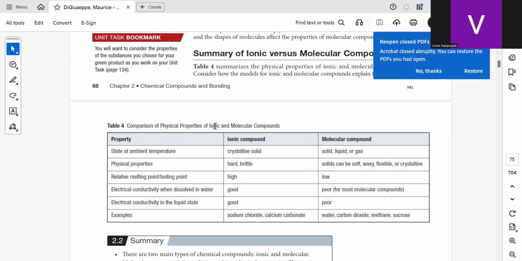Okay, physical properties of ionic and molecular compounds. Ionic compounds are crystalline solids. Molecular compounds could be solid, liquid, or gas. Physical properties: hard and brittle. One second, okay, write these down.